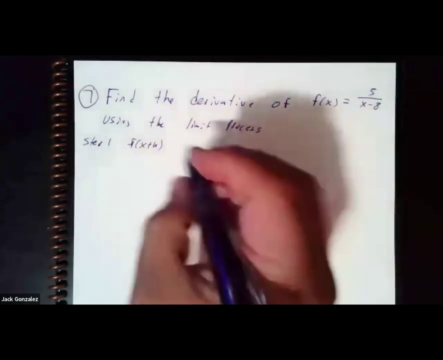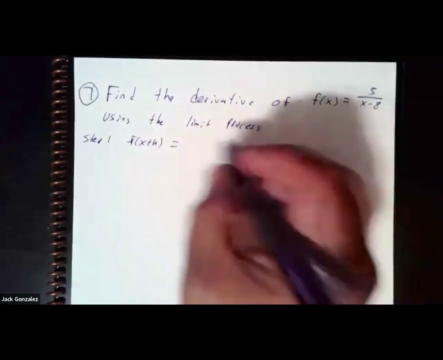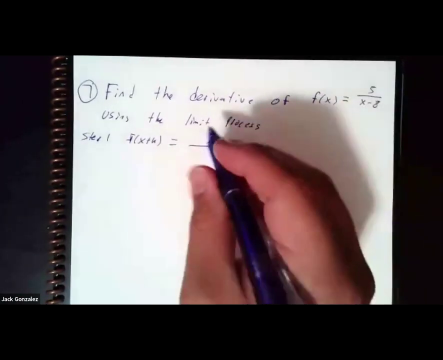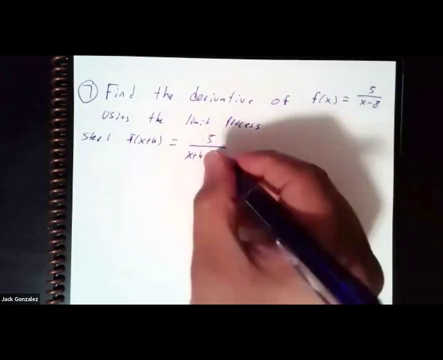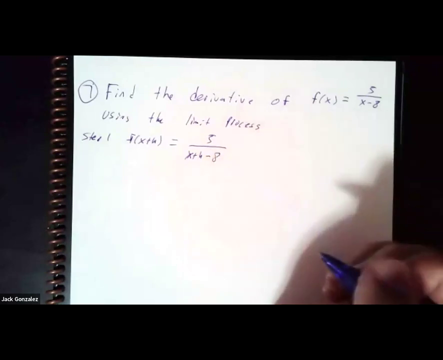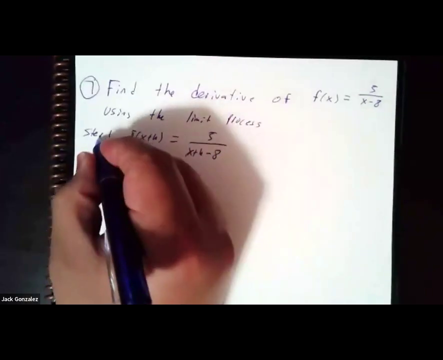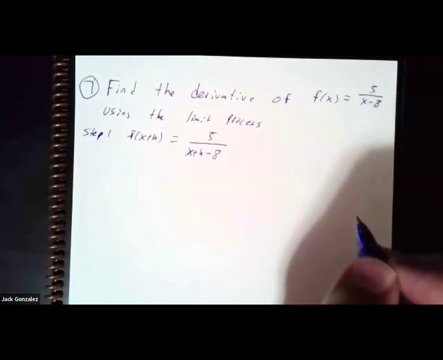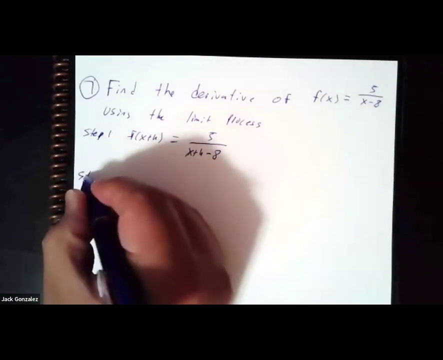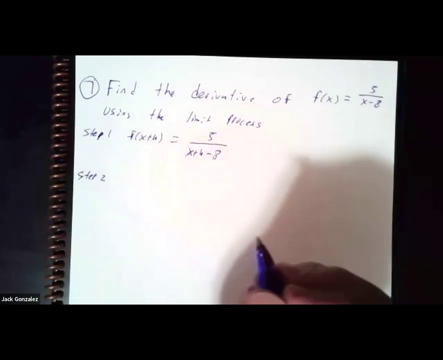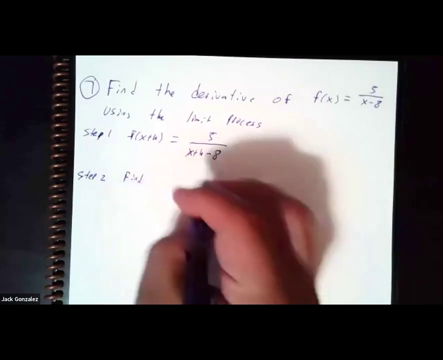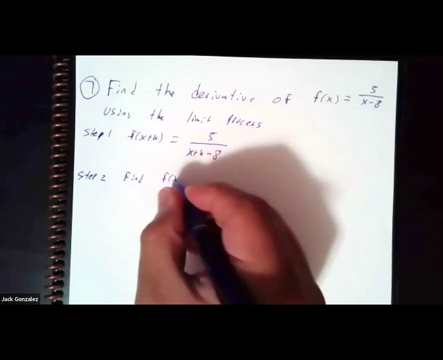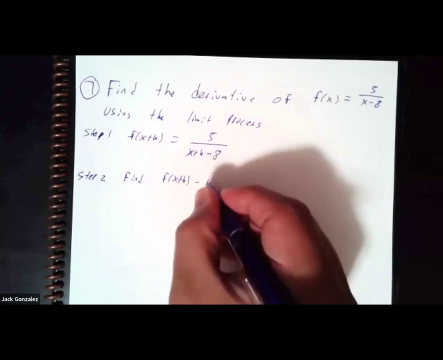F of x plus h, well, that means plug it in. So that'll be 5 over, so right here where we have an x, plug in x plus h. Step 2. Subtract the original. This will be annoying because it's a fraction, and it's just how it is.